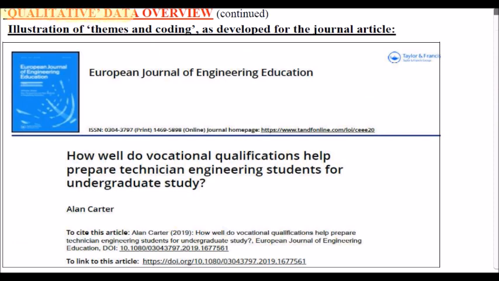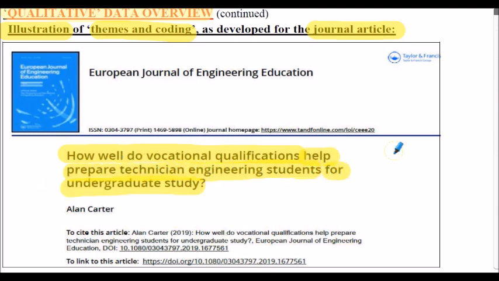Qualitative data overview continued. Here's a brief illustration of themes and coding for an article I was involved with developing a few years ago. It was related to determining how well vocational qualifications help prepare technician engineering students for undergraduate study. So college technician engineering students having studied level 3 and level 4 type qualifications.